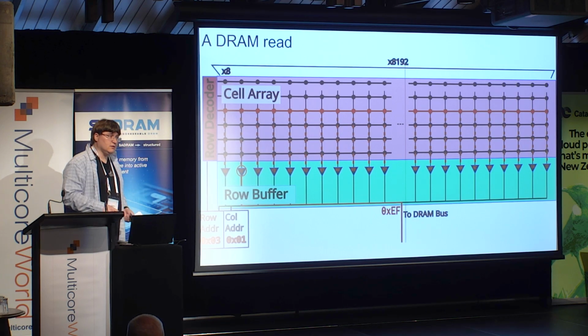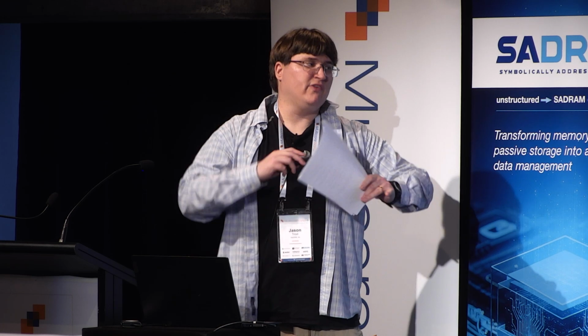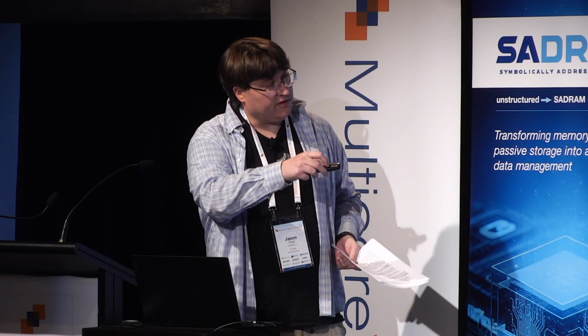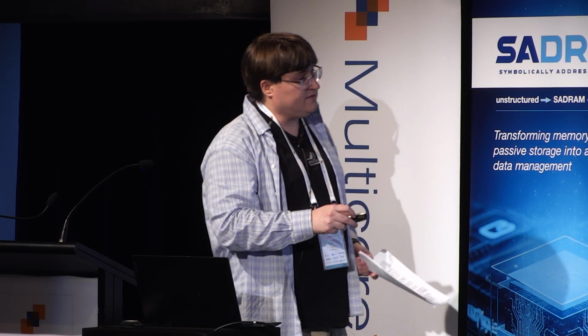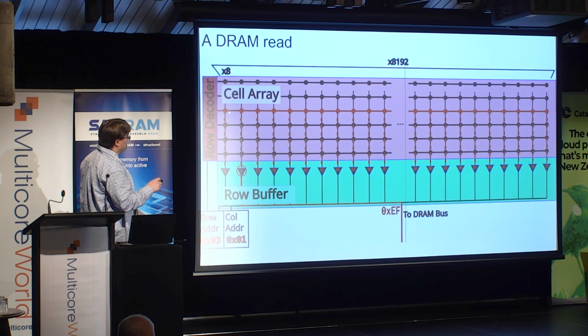When you're done with the data that's in this row, you're going to close the row because you need the 1T1Cs for something else, for one of these other rows that isn't currently selected. So then this data goes back up into the row that it came from, and then you open another row.